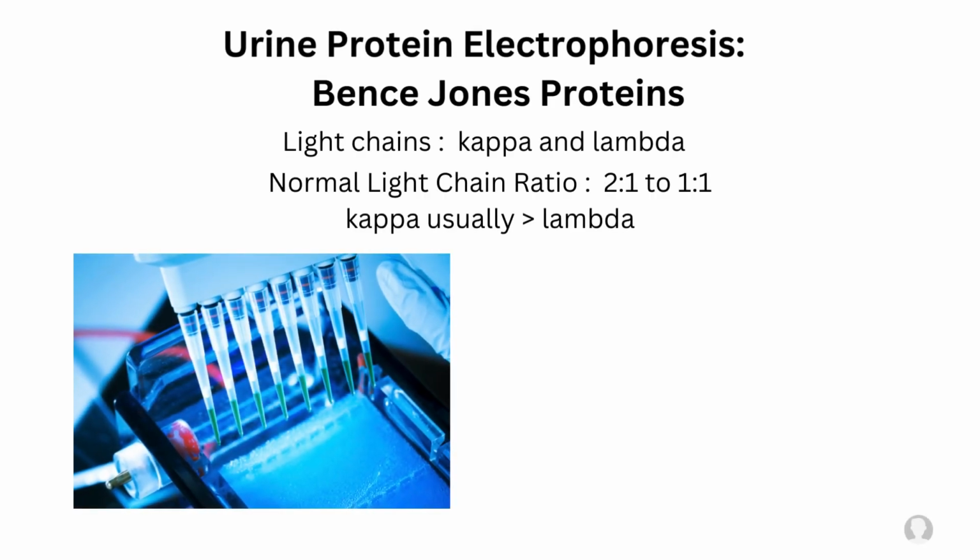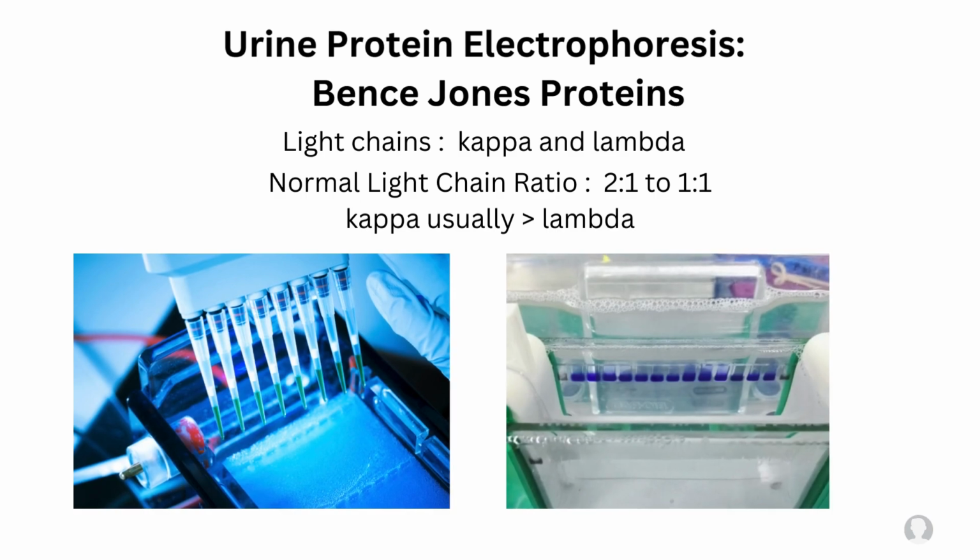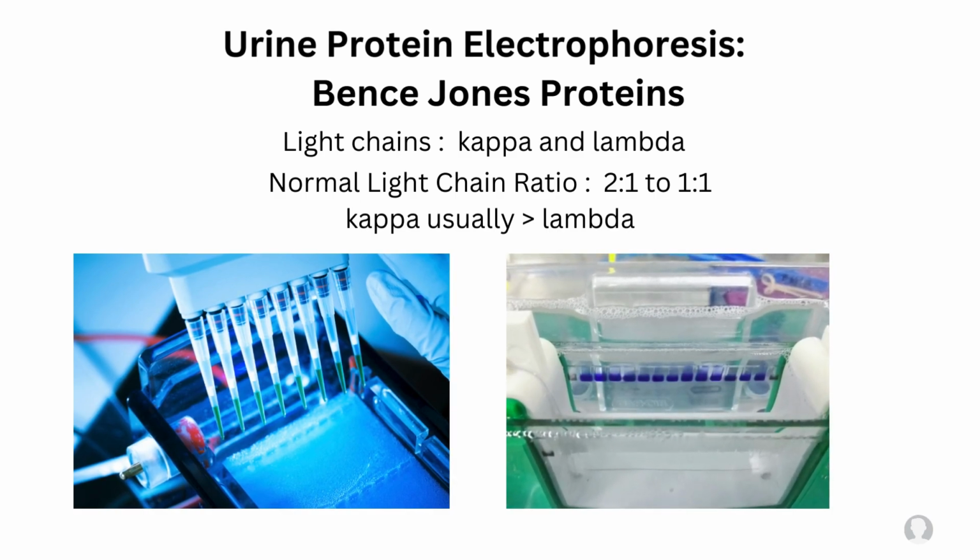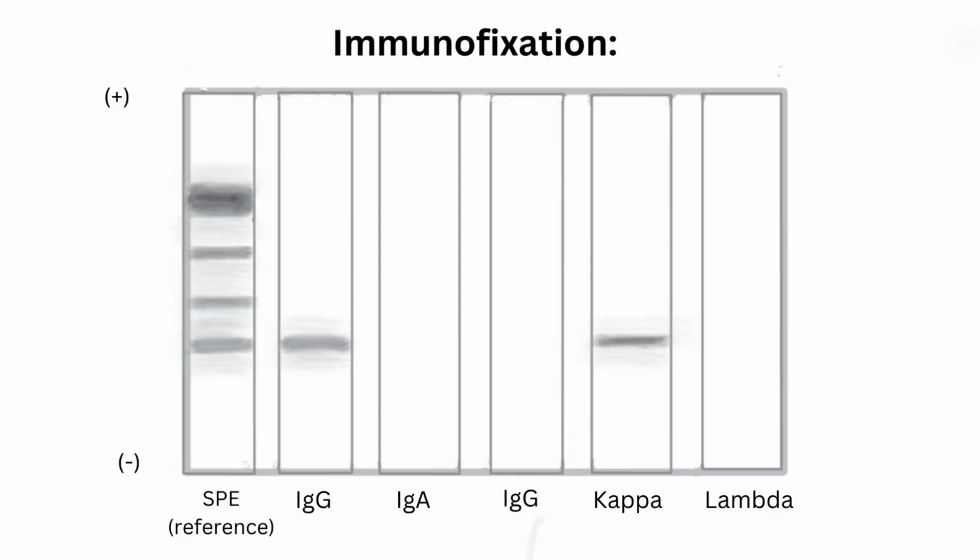Urine protein electrophoresis of Bence Jones proteins shows the light chains kappa and lambda. Normally, the light chain ratio is 2 to 1, with kappa usually greater than the lambda fraction. Immunofixation combines protein electrophoresis with immunoprecipitation.